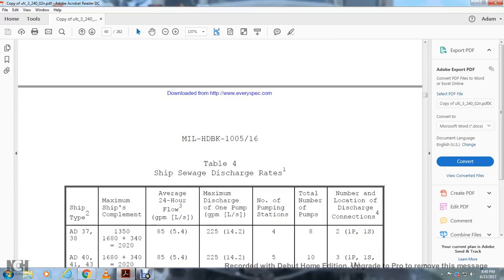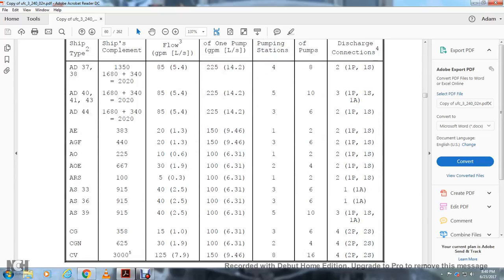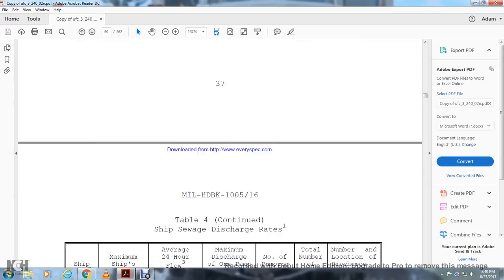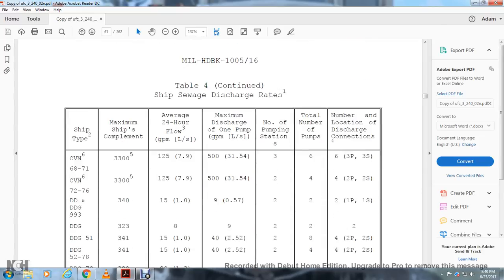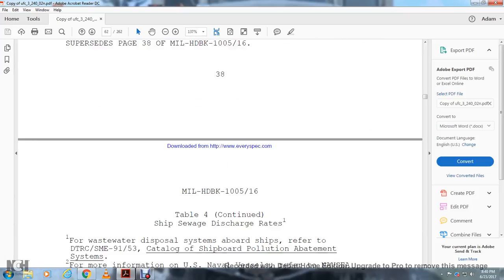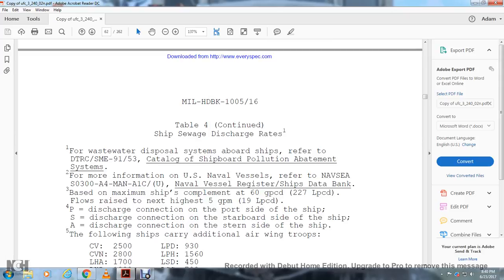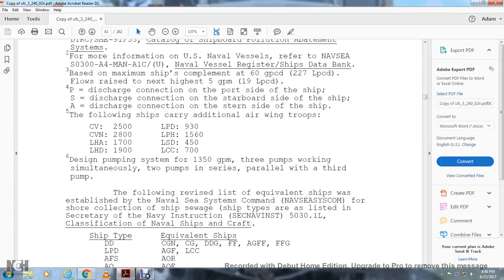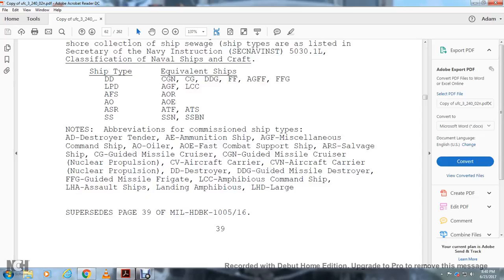Table 4, ship sewage discharge system. Ship sewage discharge return rate. Maximum ship complement, 24-hour flow, gallons per minute. Table 4, ship discharges. The following provides for the equivalent ship sewage system established by the Naval Sea Systems Command for the shore collection of ship sewage. Ship types are enlisted from the Secretary of the Navy Instruction 5030.1, Classification of Naval Ships and Aircraft. Notes.